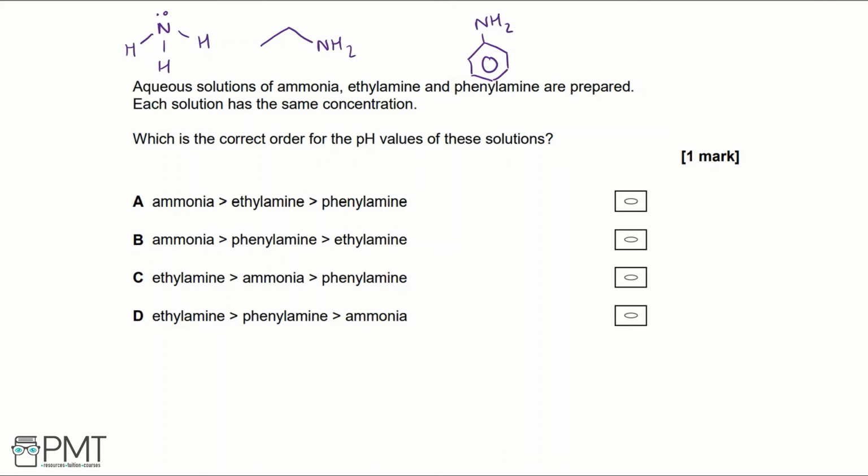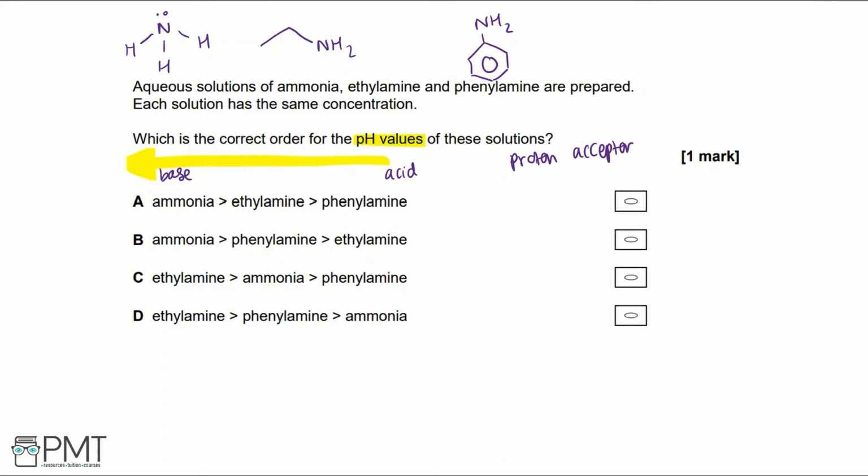So these are our three structures, and we're looking for the correct order of pH values. So they've got it as an increasing trend going this way. So that means that the one on the left is the most basic, and then the one on the right is the most acidic. So a base is a proton acceptor. So that's what we need to keep in mind when answering this question, is which one will be the easiest to accept a proton.